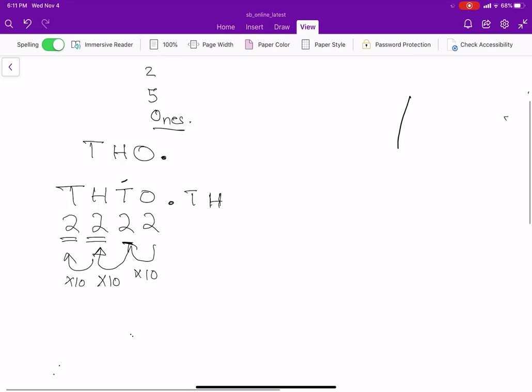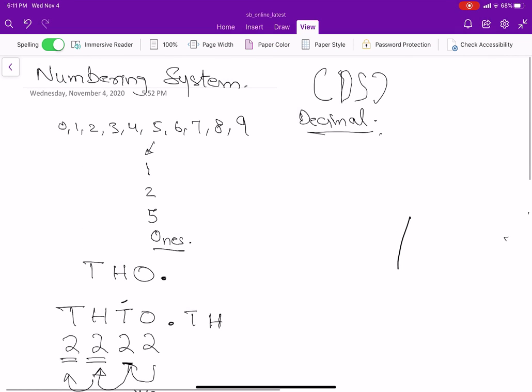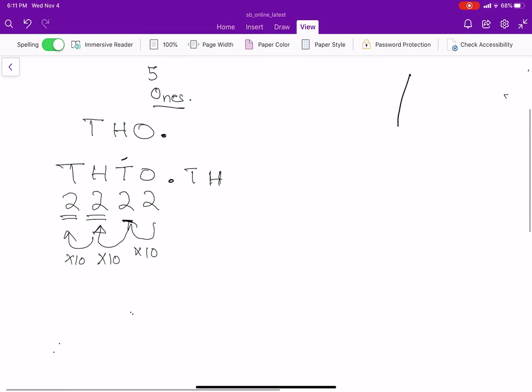Why are we multiplying by 10 every time? Because how many total digits do we have? It's a decimal system, so total digits we have are 10. After 0 to 9, when 10 comes, we go to the next digit. Then when 100 comes, we go to the next digit. So every time we're multiplying by 10.